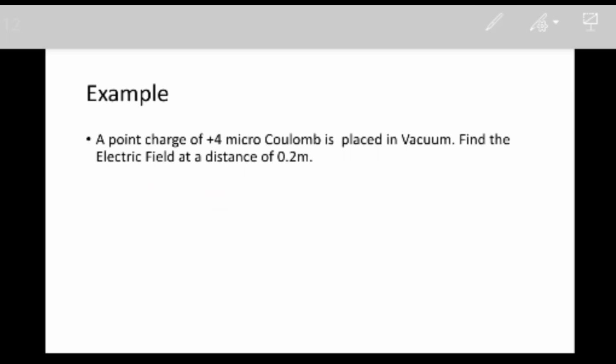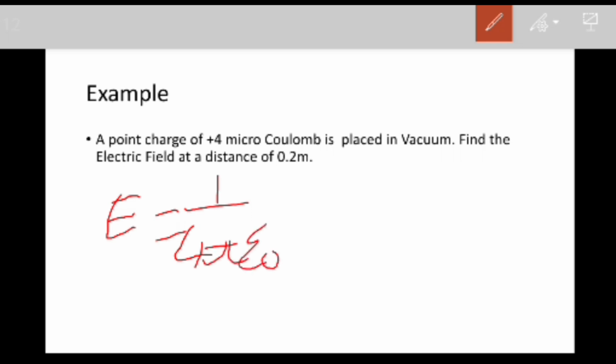A positive 4 microcoulomb charge is placed in a vacuum. Find the electric field at a distance of 0.2 meters. Just as I said earlier, when you are talking about a point charge, what are you going to use? You use the formula: electric field is equal to 1 over 4 pi permittivity of space times the charge over the distance squared.